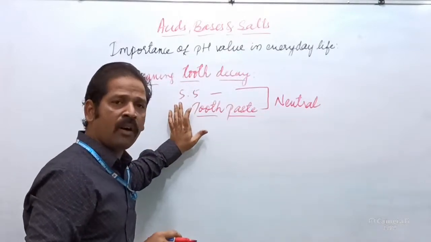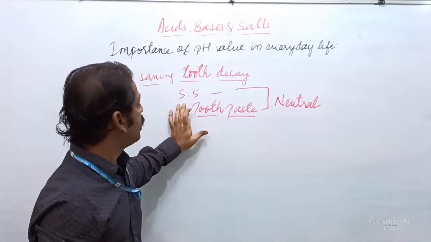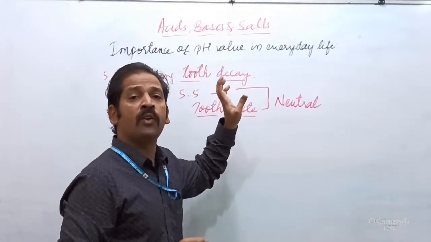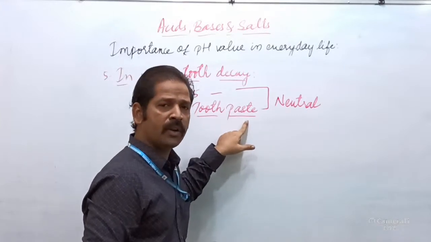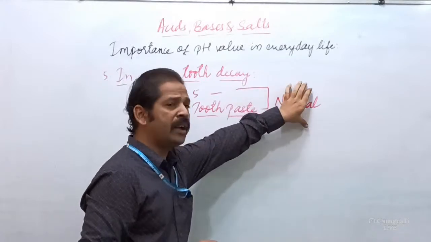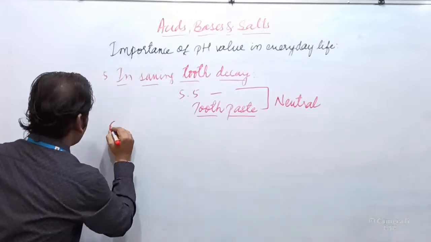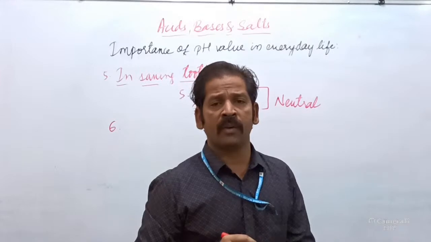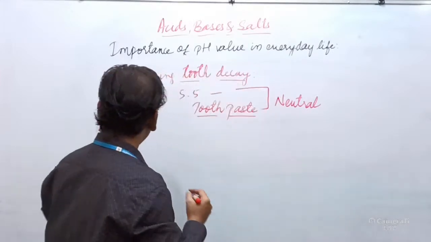Below the pH value of 5.5 in the mouth, our tooth starts to decay, and to prevent it, what to do? We have to use the toothpaste. When you use the toothpaste, it makes our mouth neutral. Okay. Then the next point, the defense system of small insects.